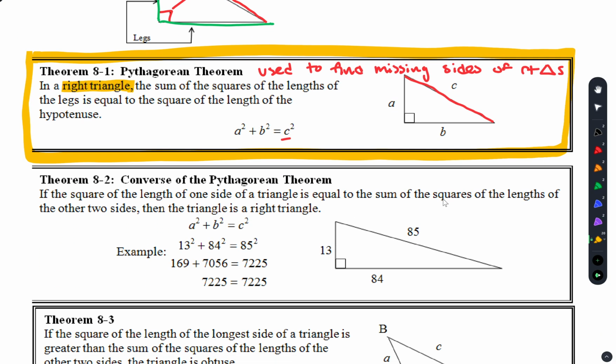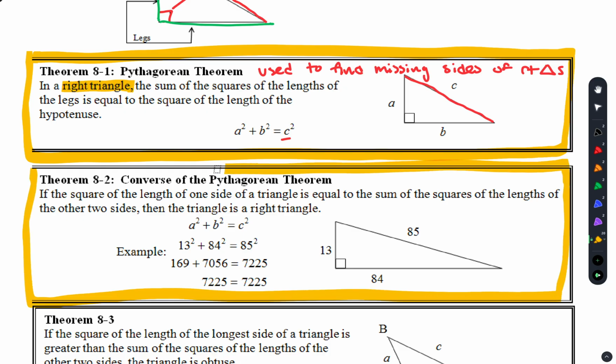Then we talk about the converse. Now, the converse of the Pythagorean theorem essentially is saying the same thing, but converse means we're going to say that thing backwards. So it says, if my triangle satisfies the equation a squared plus b squared equals c squared, so that must be true first, then it is a right triangle. So this is used to prove triangles are right.